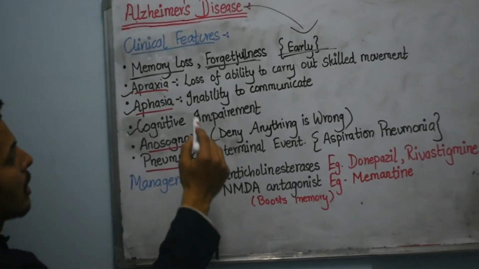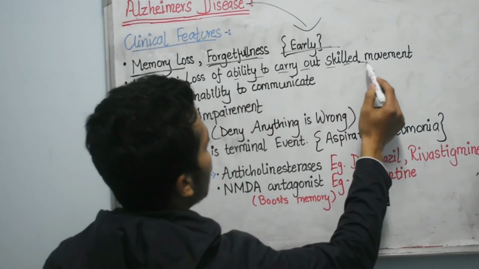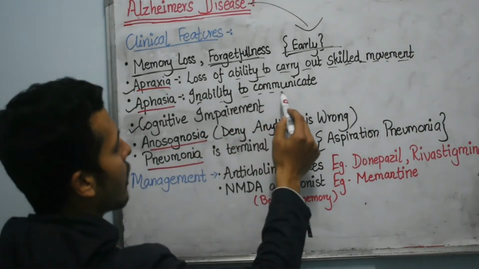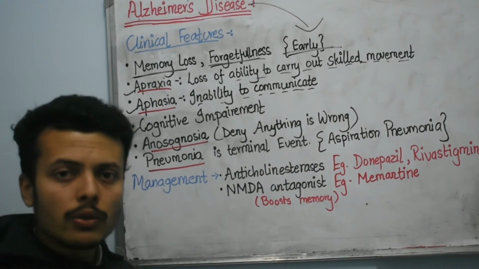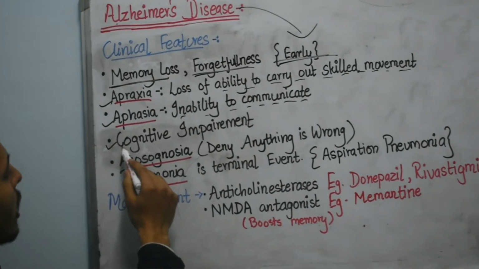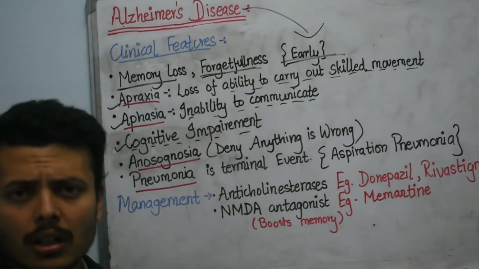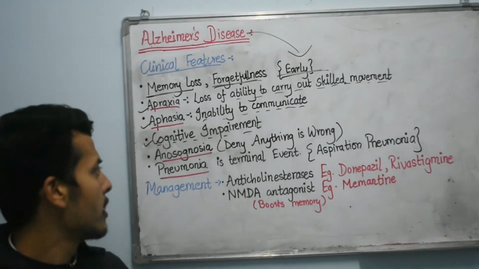Apraxia means nothing but loss of ability to carry out skilled movement. Similarly, aphasia means inability to communicate, either through written form or through verbal form. Similarly, there is cognitive impairment. It is obvious that there is cognitive impairment because there is loss of neurons in case of Alzheimer's disease.